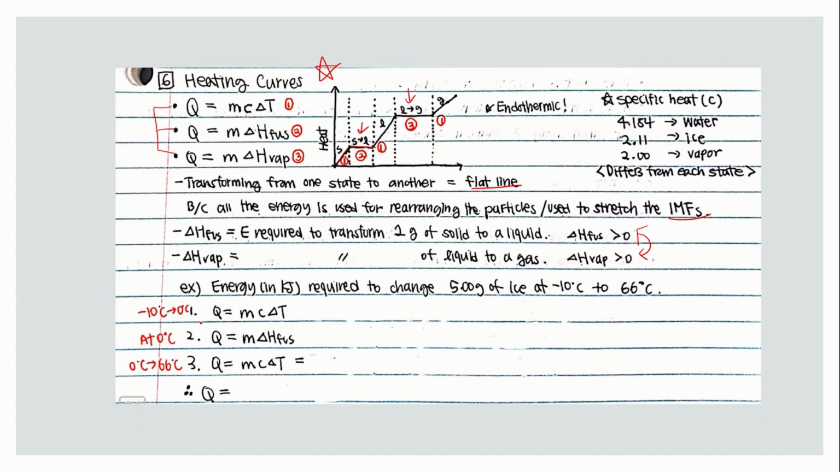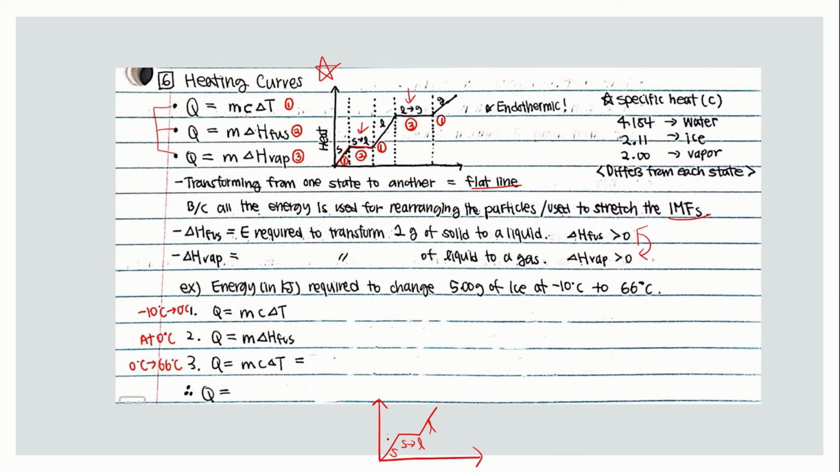You are finding the energy in kilojoules required to change 5 grams of ice at negative 10 degrees Celsius to 66 degrees Celsius. So you have to divide this into 3 steps because you are looking at these 3 lines: in solid state, transforming state, solid to liquid, and then in liquid state.